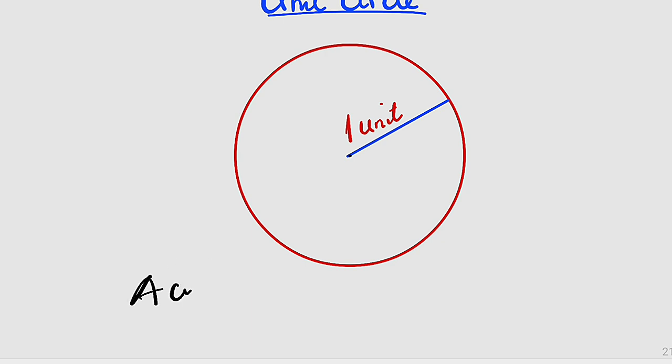So a circle of radius 1 unit. And this is just the definition of a unit circle. So what do you need to know about a unit circle? Remember, we are still under trigonometry. Therefore, we are going to learn a lot.